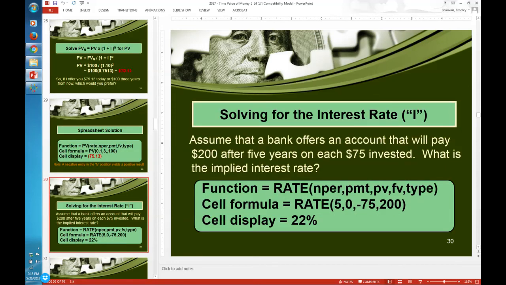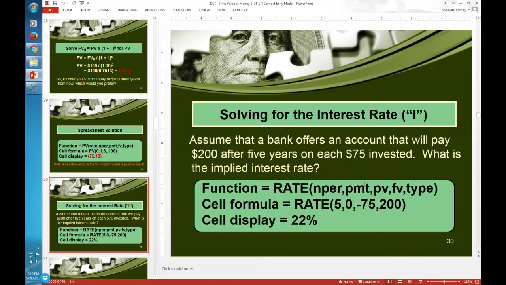So another cool thing we can do in Excel with regards to time value of money is we can start to understand what the rate is that I'm earning on any given investment. So here we have an example of an account that will pay $200 after 5 years on each $75 invested. So I deposit $75 in the bank, I get $200 after a 5-year period. Well, what's the implied rate to that? It ends up being a pretty good deal, a 22% rate, but it's simply the equal RATE, open parentheses, 5 years.